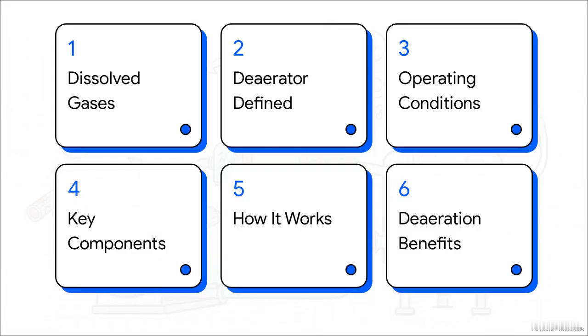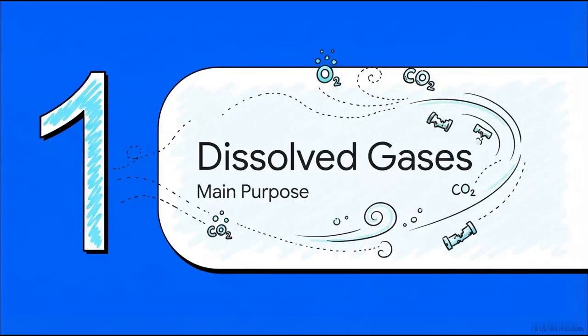So to really understand this crucial machine, here's our roadmap for today. First, we'll cover the hidden boiler threats, then move right into defining the Deaerator and review its extreme operating conditions. After that, we'll break down the anatomy of the machine, trace the 6-step deaeration process, and finally wrap up with the big picture benefits. All right, let's jump straight into Section 1, the hidden boiler threats.